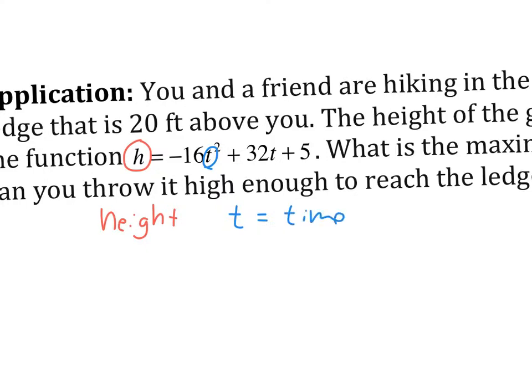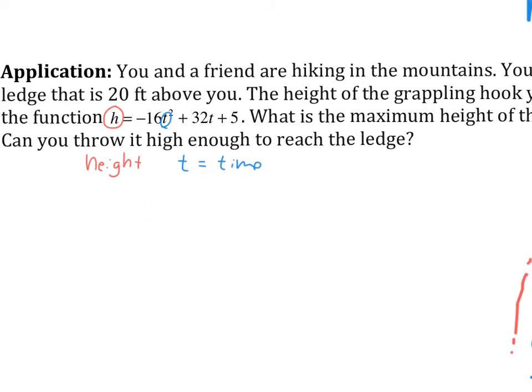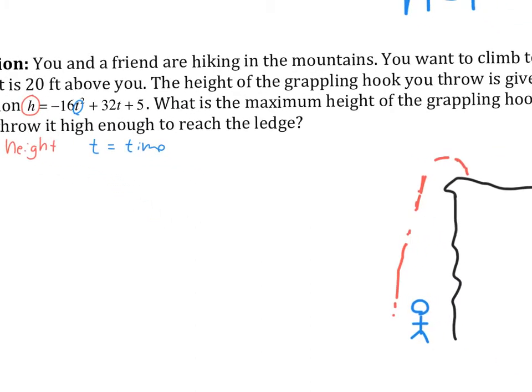So after half a second, how high is the grappling hook? After 2 seconds, where's the grappling hook? So that's what we're going to try to figure out here. When we toss the thing, will it reach? So ultimately, what do we have to find? What piece of the parabola is the most important? We need to find the vertex. Because the vertex here tells me that it is a maximum. So I need to know if the maximum is going to be 20 feet or more.